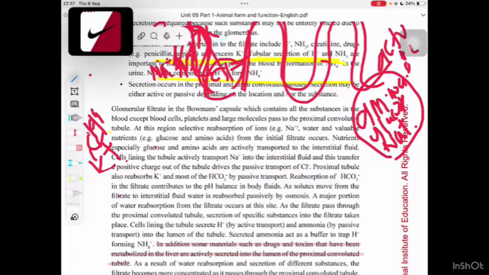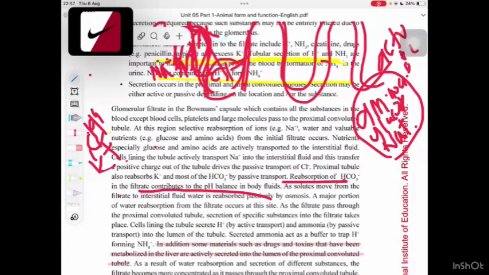Passively reabsorbed. Reabsorption of bicarbonate in the filtrate contributes to the pH balance. We know bicarbonate lowers our pH, right? It makes our blood acidic, right? It makes the interstitial fluid acidic.